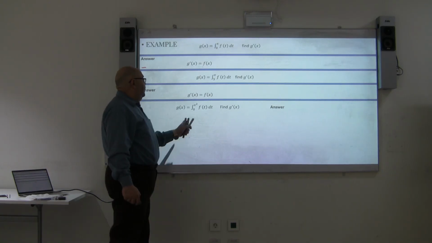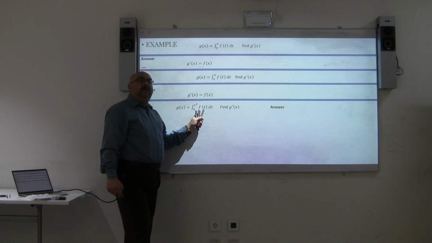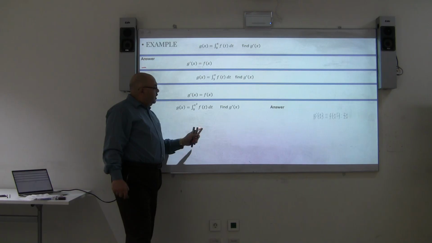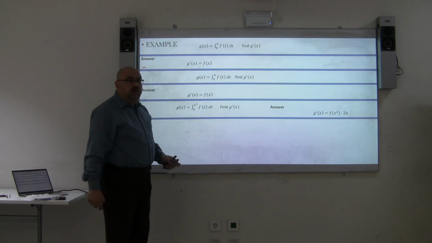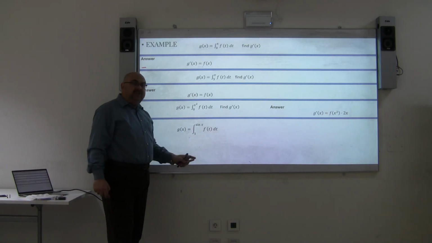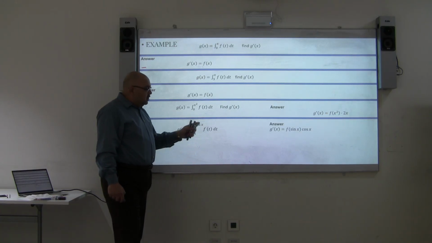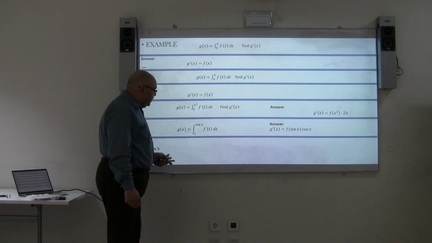Okay, let's see this one. It's the integral from 0 to x squared of f of t. So the result will be f of x squared times 2x. Yes, it's already over there, as you can see. This is also the integral from 1 to sine x of f of t dt, which is also going to be very simple. It's going to be f of sine x times the derivative of sine x, which is cosine x. It's really very simple, as I told you.